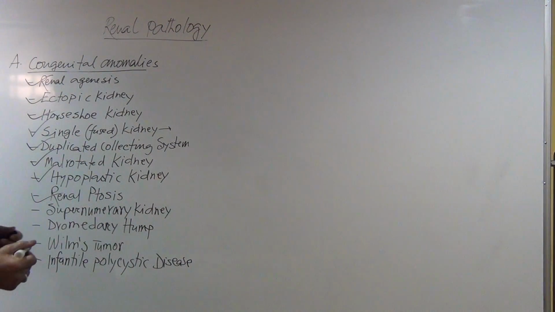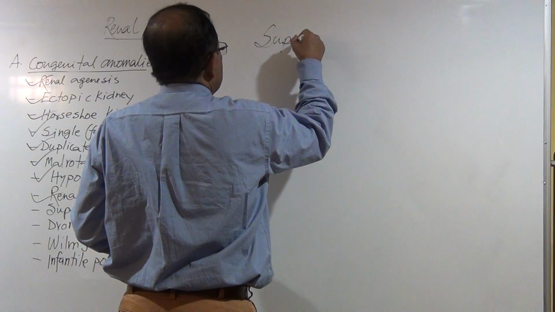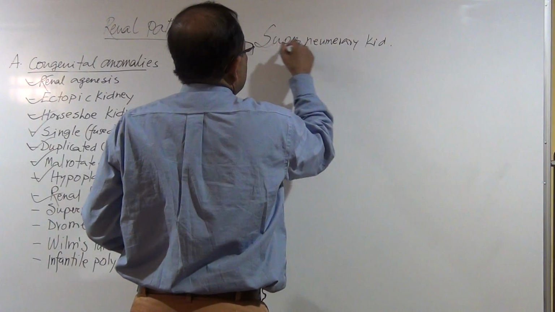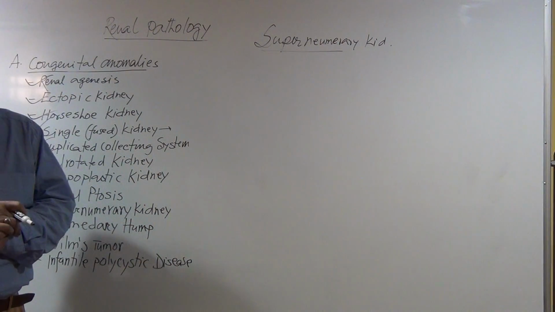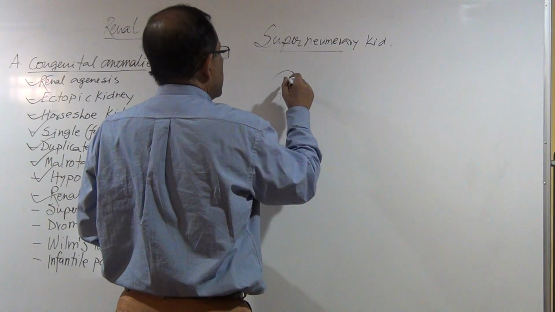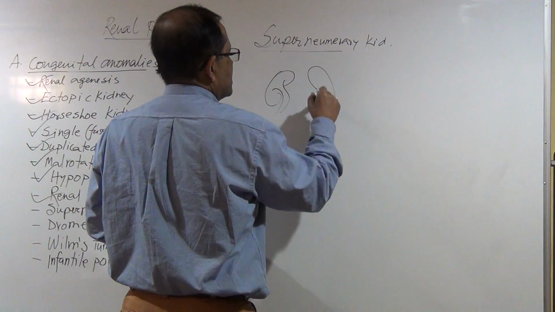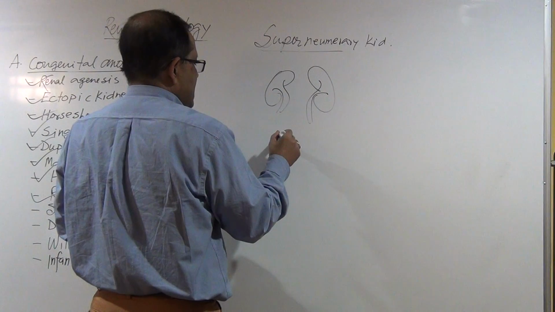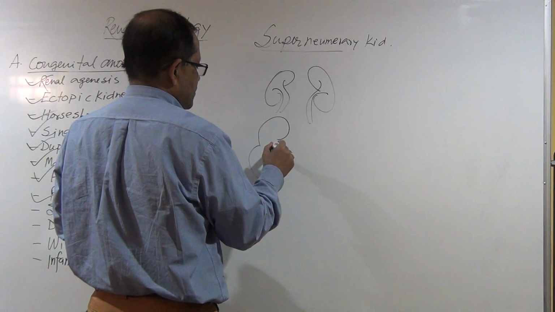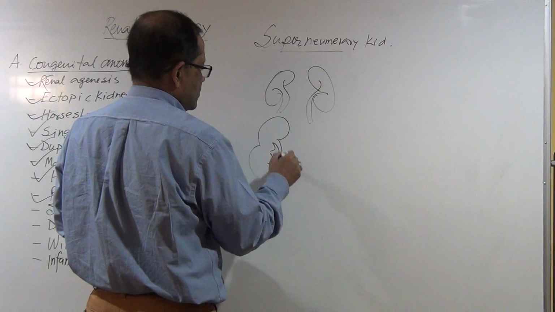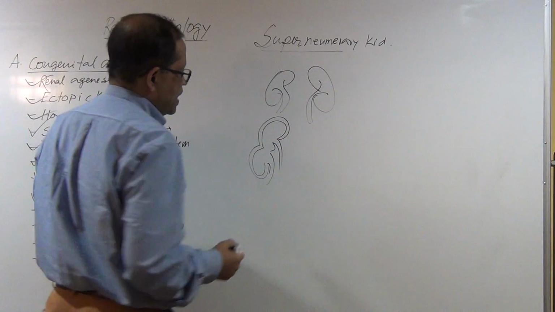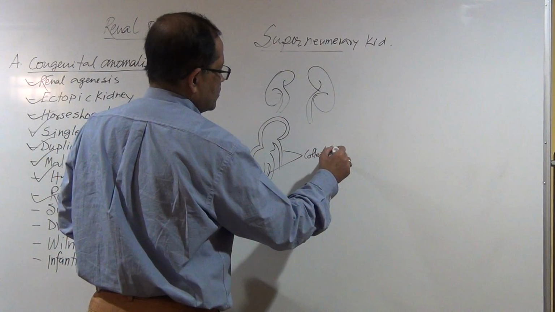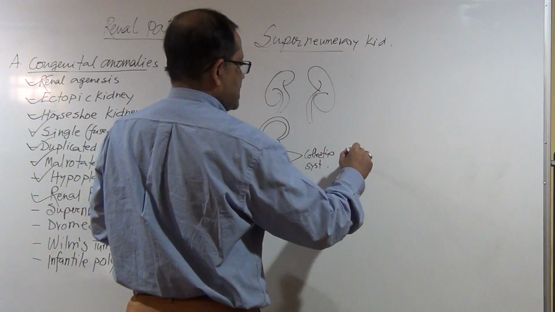So now, supernumerary kidney. What is supernumerary? Supernumerary kidney means by number it is more than 2. That means normally we have one kidney on one side. One side, one kidney. But if you see on the right side, there is a double kidney. If you see a double kidney, there will be a double collecting system. And the other side is normal.